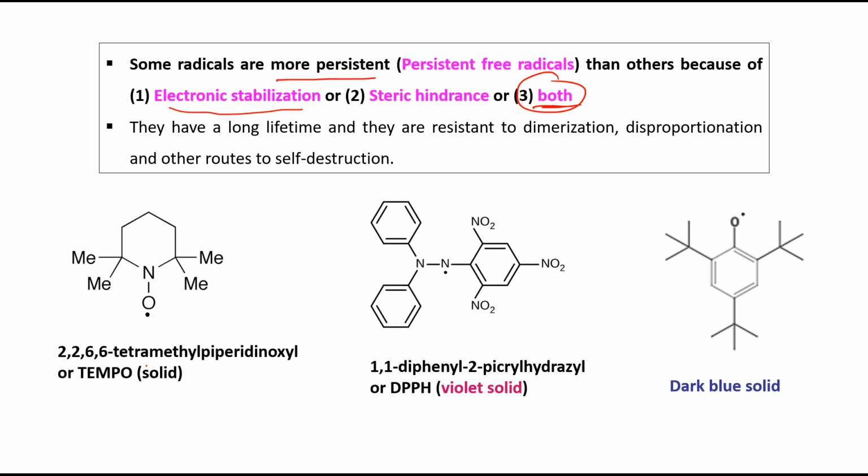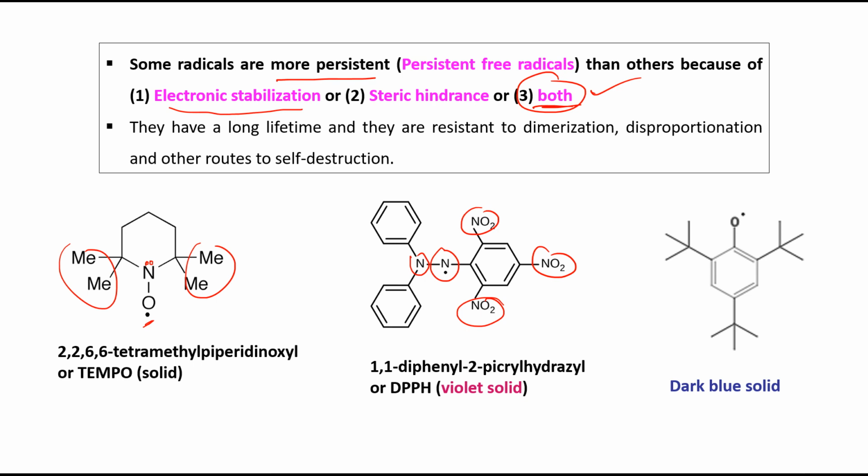So here if you consider the first one, this is the radical, here we have donating groups. So electronic stabilization is there. Then if you consider these 4 methyl groups, there is steric hindrance also. Come to the next one. Here this radical is stabilized by this donating group which is present just beside it. Then we have 3 benzene rings, so conjugation is possible. We also have electron withdrawing groups. So you can see here electronic stabilization, conjugation, steric hindrance, all these things are present. So you can say that both the factors, electronic as well as steric, are playing some role to make them more stable.